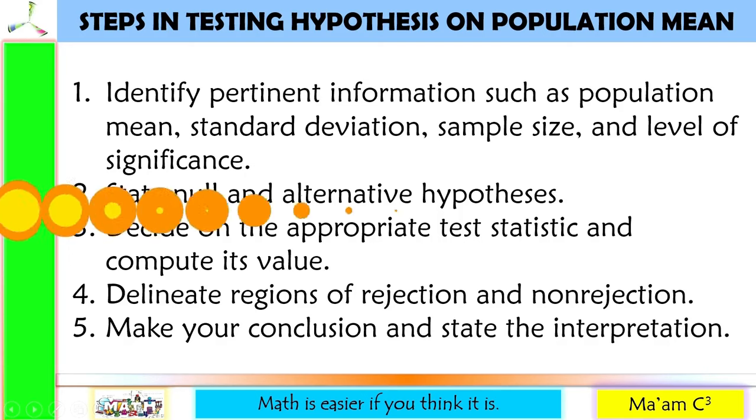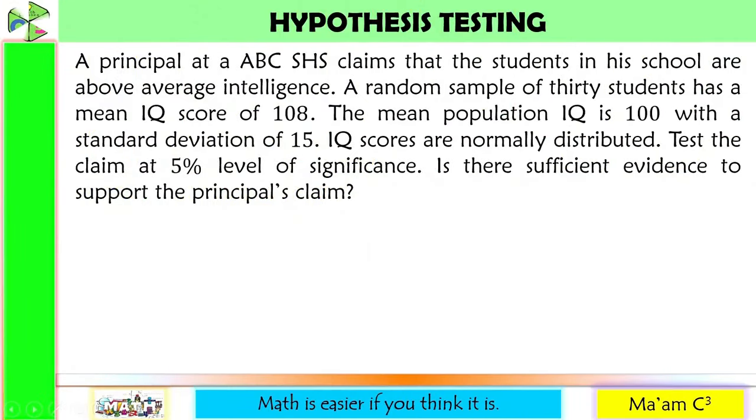Let us have the first example. A principal at ABC Senior High School claims that the students in his school are above average intelligence. A random sample of 30 students has a mean IQ score of 108. The mean population IQ is 100 with a standard deviation of 15. IQ scores are normally distributed. Test the claim at 5% level of significance. Is there sufficient evidence to support the principal's claim?